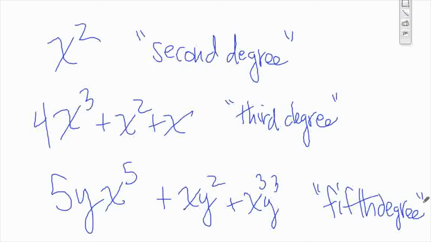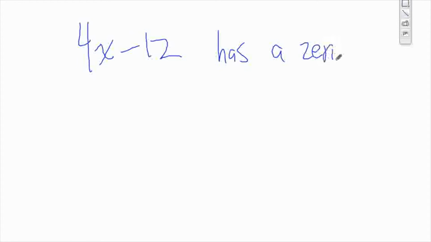All right, so how do we find zeros of polynomials? So first of all, what is a zero? A zero is a value of the variable or variables that make the polynomial expression evaluate to 0. Right? So for example, 4x minus 12. Okay, that has a zero of x equals 3. Because if I replace x with 3, 4 times 3 minus 12 is 0.